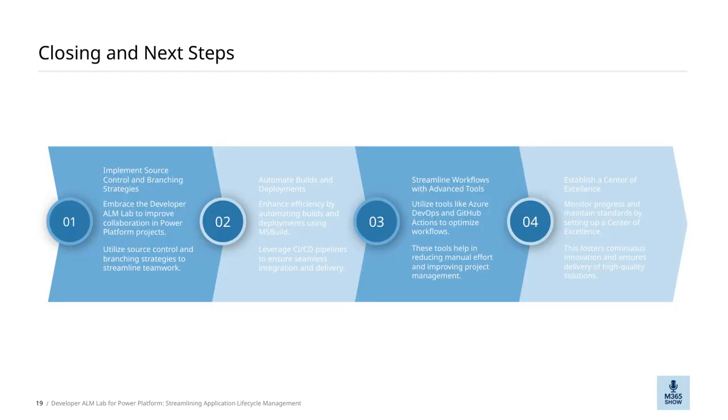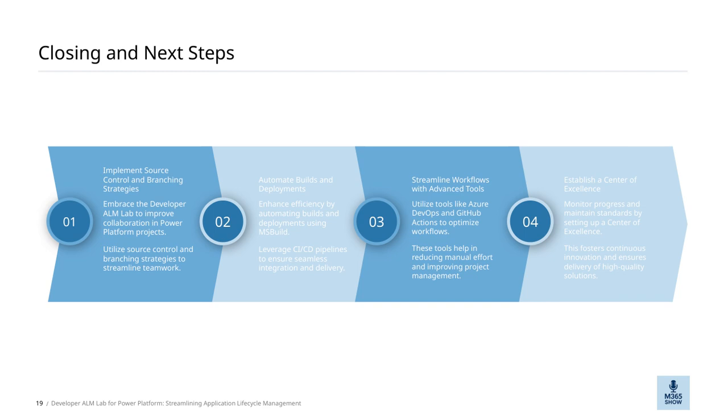And that brings us to the final slide, where we look at the closing and next steps. First, I encourage you to embrace the Developer ALM Lab for Power Platform, as it really helps improve collaboration across your projects. Using source control and branching strategies is essential for streamlining teamwork, making sure everyone is working efficiently and avoiding conflicts.